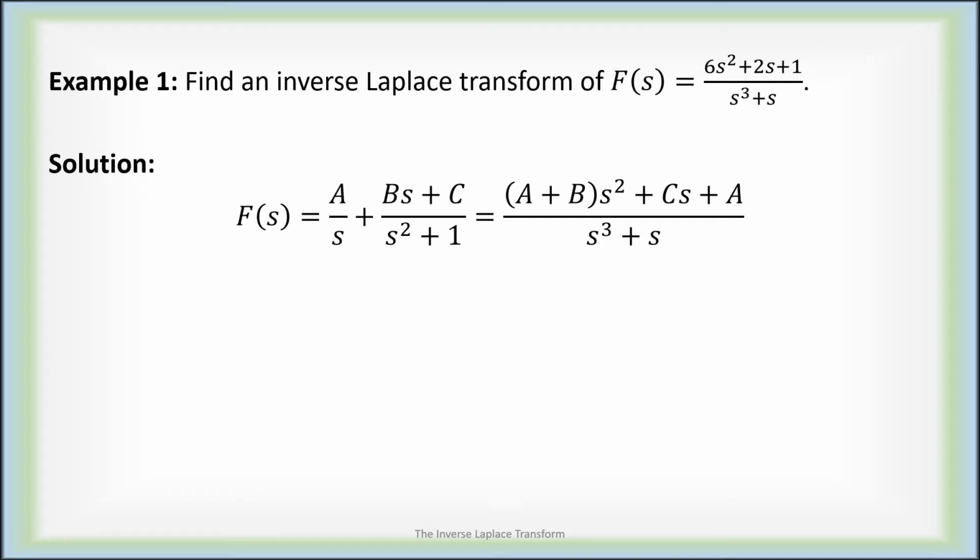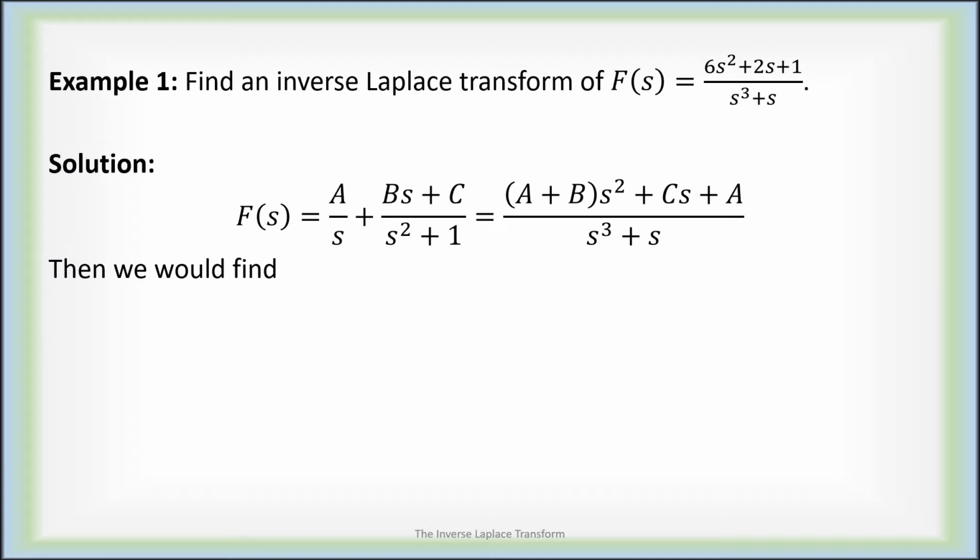Now when I find a common denominator of these two terms, it's just s times s squared plus 1. So a must be multiplied by s squared plus 1, and bs plus c must be multiplied by s, and then I am adding the two together. So how many s squareds do I have? I have a times s squared, but I'll also have bs times s. So that's a bs squared. So overall I have a plus b s squared. How many s's do I have? Only c times s. And how many constants do I have? Just this a times 1. So when we give these a common denominator and combine, we end up with a plus b s squared plus cs plus a all over s cubed plus s.